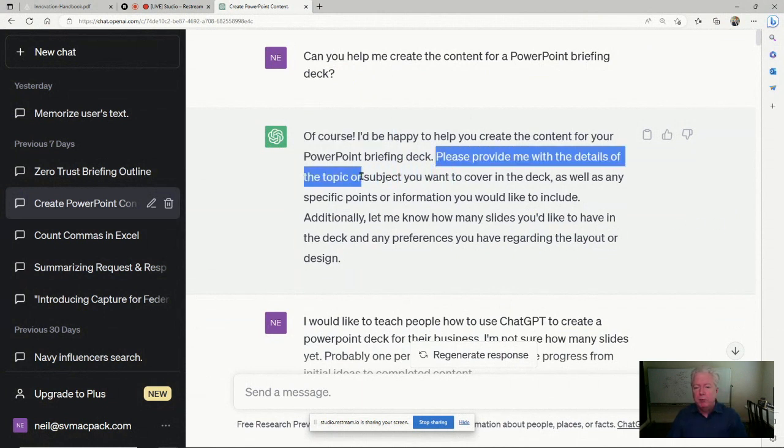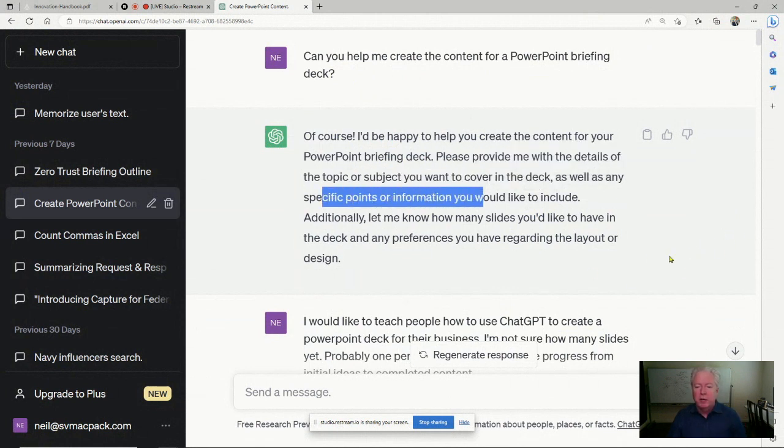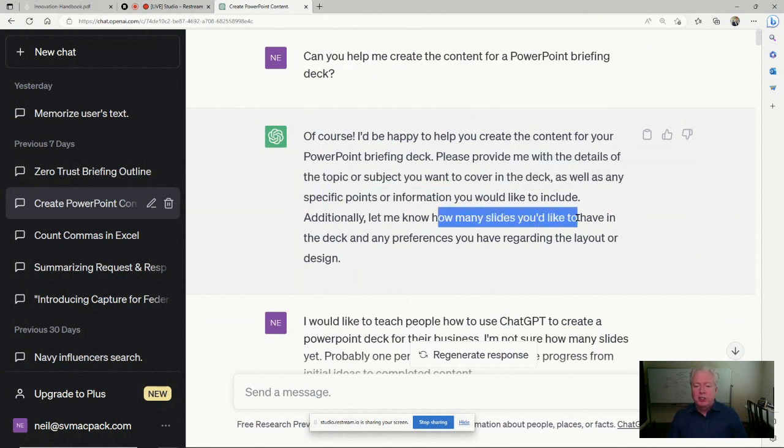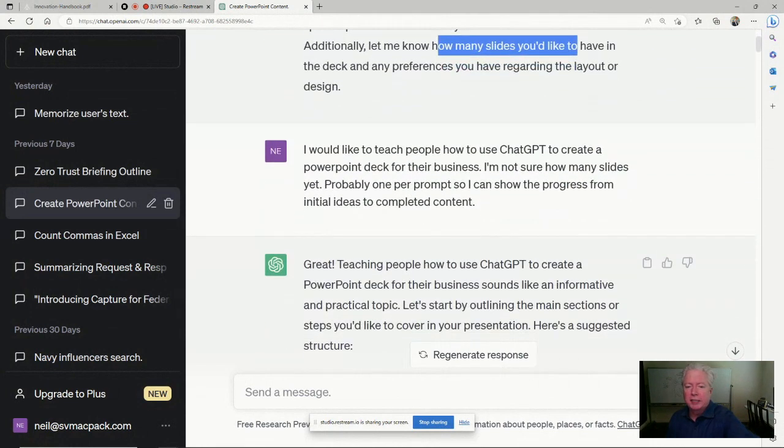It says, please provide me with a topic you want to cover, right? As well as any specific points you want to do. And then let me know how many slides you want to have in there. Any other preferences. So it instantly is giving me guidance on what I can give back to it. And so this is what I put in next.